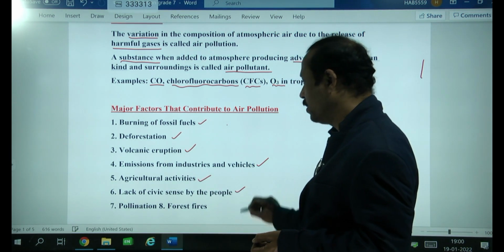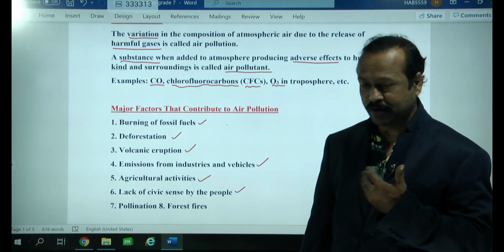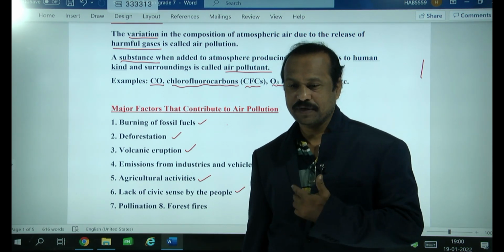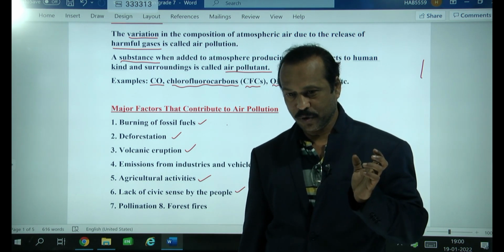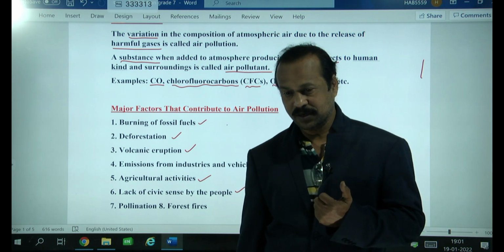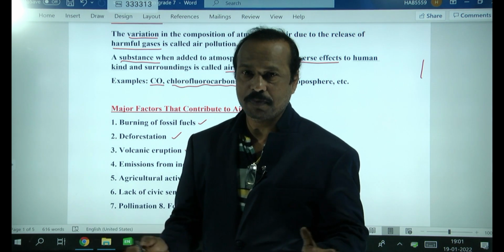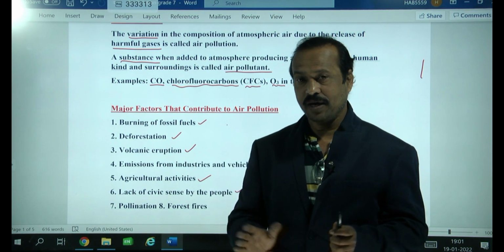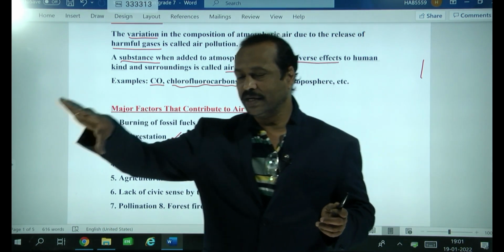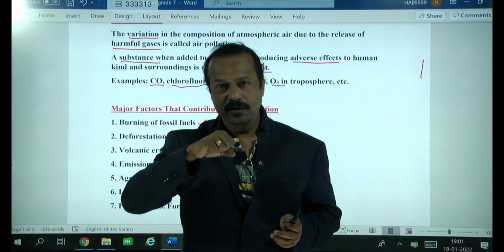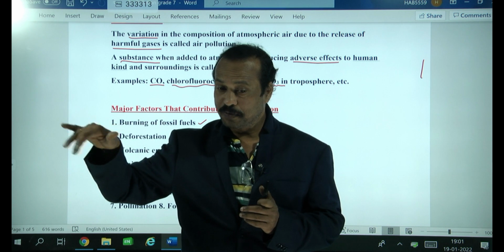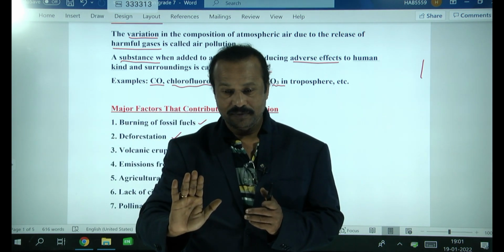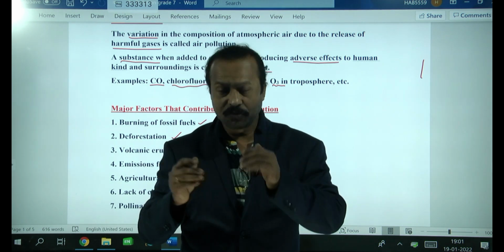Next, loss of civic sense by the people. We are not thinking much about this; we only think about our own comfort. If one person goes alone in a car, that is wastage, yes or no? Instead, if 50 people use a public transport bus, then the petrol of 50 cars is saved, and the pollution released from those 50 cars is also saved. So the unwanted gases will be reduced.